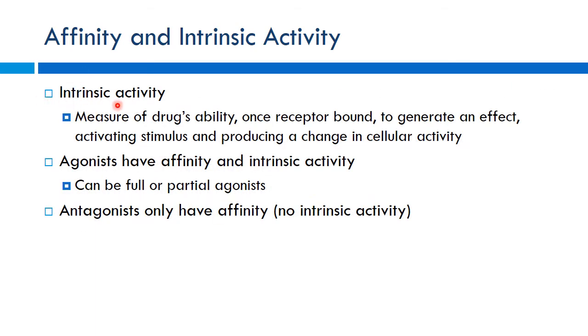And then when we're talking about intrinsic activity, we mentioned things can be a partial agonist or a full agonist. Remember that previously? So that's what's helping us determine the different efficacies of different drugs: how much intrinsic activity it has. We look at this measure of the drug's ability, once it's bound to the receptor, to actually generate the effect that we're looking for. Some things will be full agonists, some things will be partial agonists, and that's why we have different efficacy based on how they interact with that receptor.